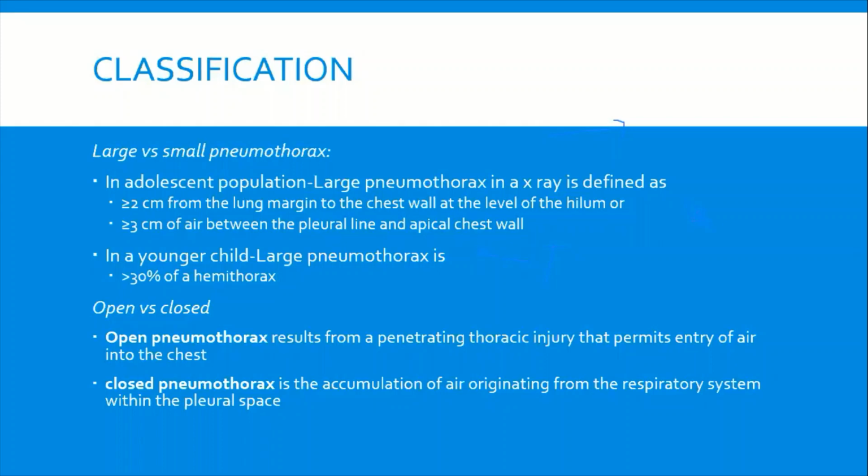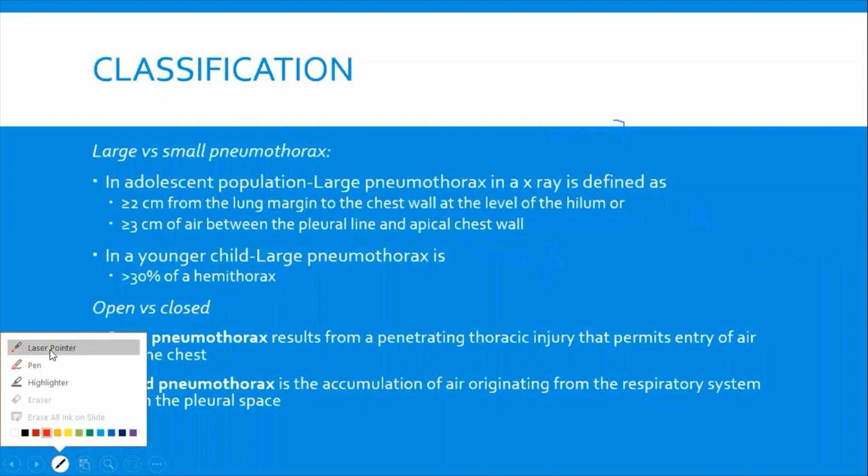In an adolescent population, you call it a large pneumothorax if the distance from the lung margin to the chest wall is more than 2 centimeters. Where do you measure this? At the level of the hilum. At the level of the hilum, from the chest wall to the lung margin, if the distance is more than or equal to 2 centimeters, you call it a large pneumothorax.